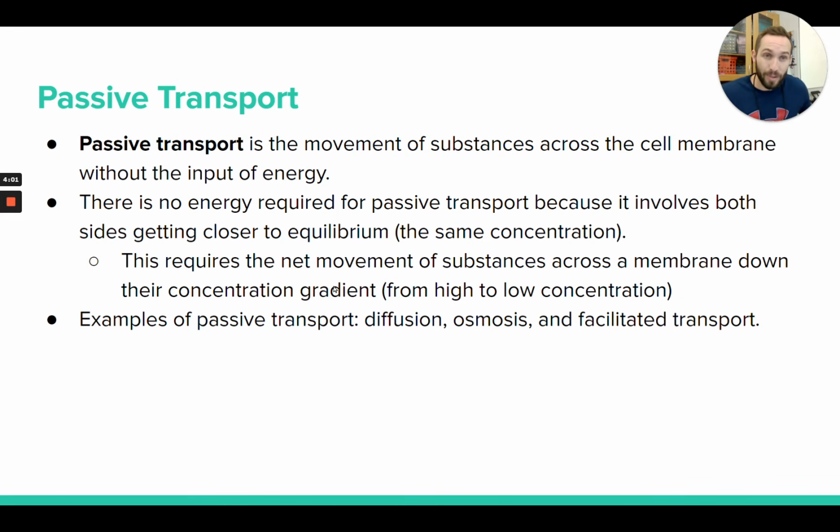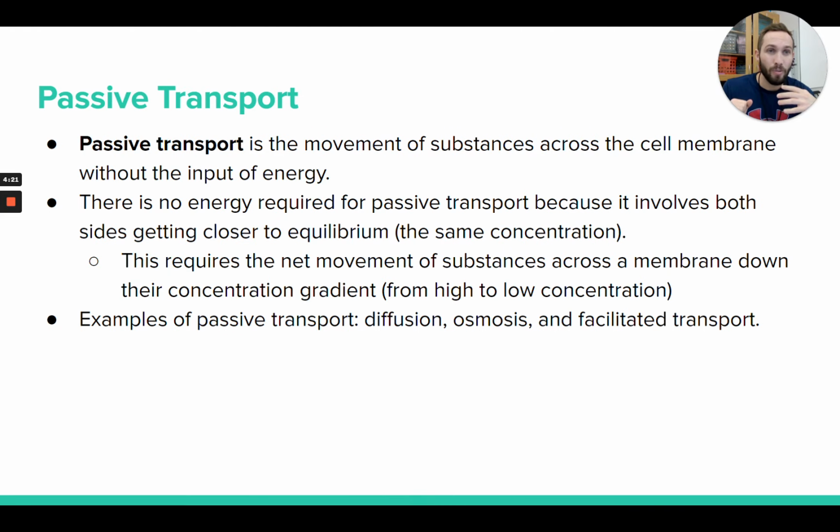So in passive transport, now let's get into it. This is when a substance is moving across the cell membrane without the input of energy. So when you have a specific substance going into or out of the cell and it doesn't require an input of energy, meaning that it just happens all on its own, we would call that passive transport.